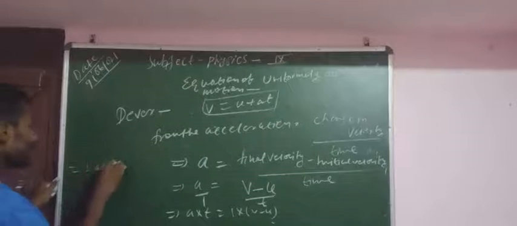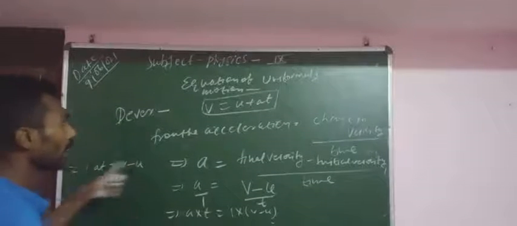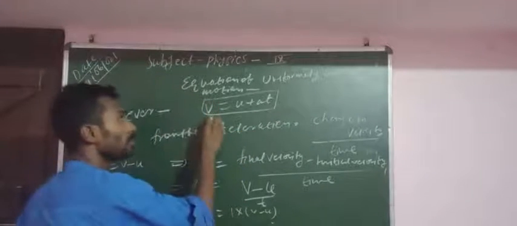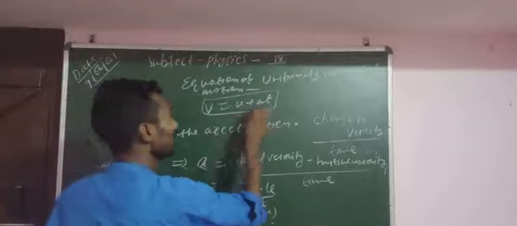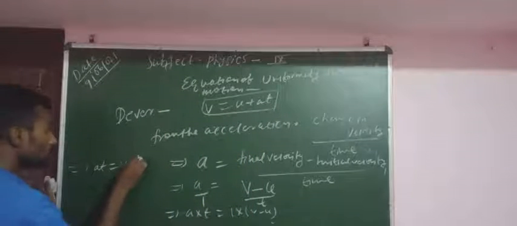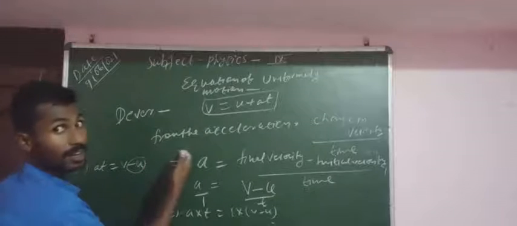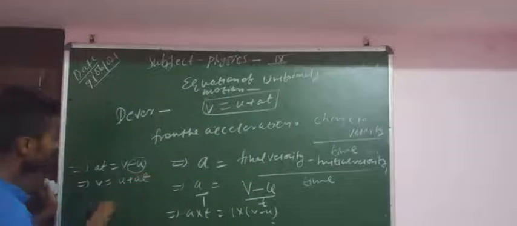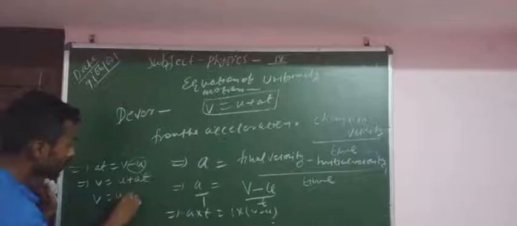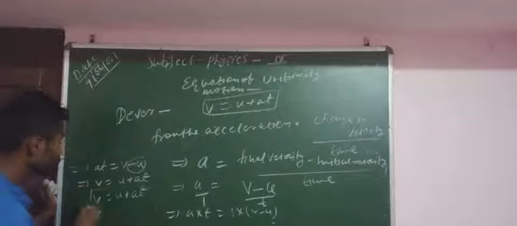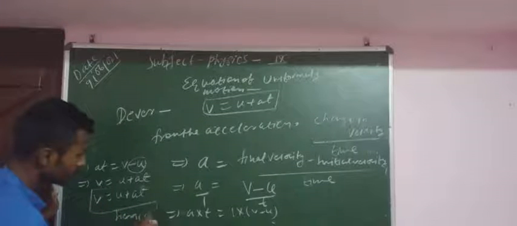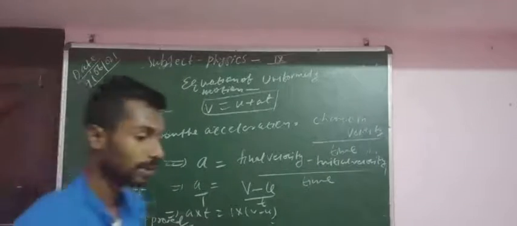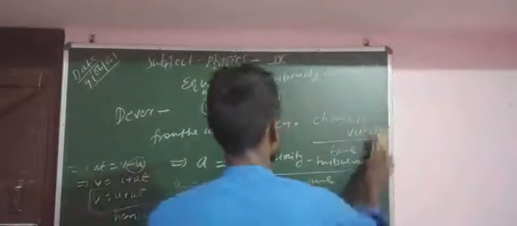That means at equals v minus u, so v equals u plus at. Therefore, v equals u plus at is the first equation of motion. Hence proved. Mathematically, the first equation of motion is proved.